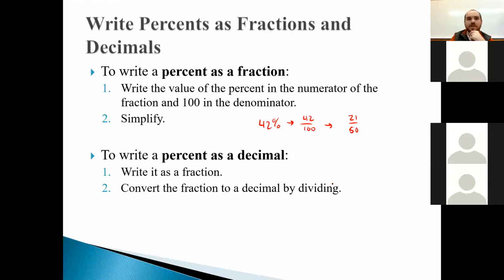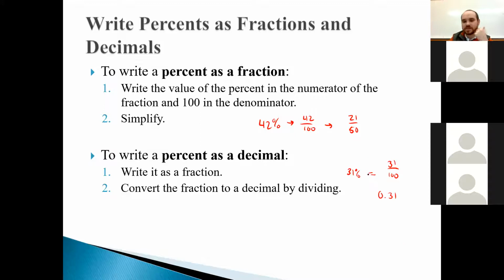To write a percent as a decimal, you write it as a fraction and then convert the fraction to a decimal by dividing. So in general, you can write it out just like this, like let's say you had 31%. You could write that as 31 over 100, and then you can divide those out to get 0.31.